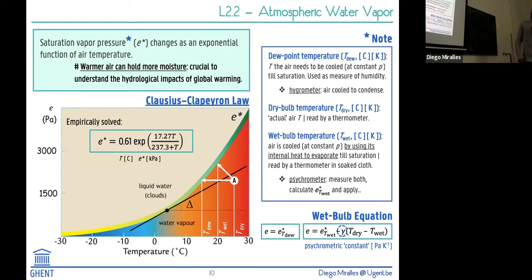And the part that I care about is this gamma here, which is called the psychrometric constant. Not because I'm particularly fascinated by it, but because it comes later in the Helmholtz equation. And you say, what is the gamma? Well, that's the psychrometric constant. It's just telling you how these two relate.